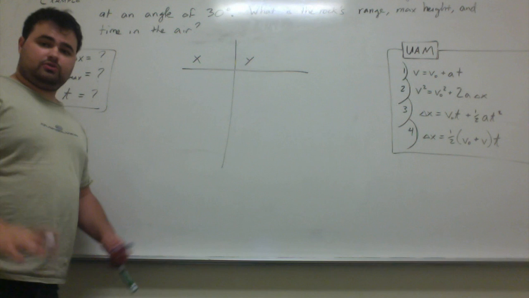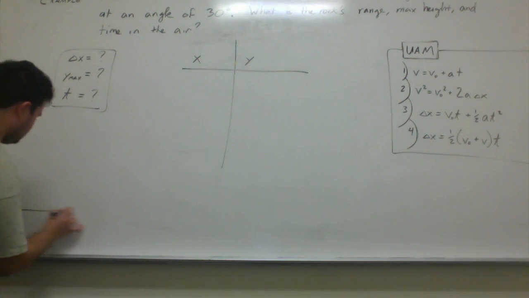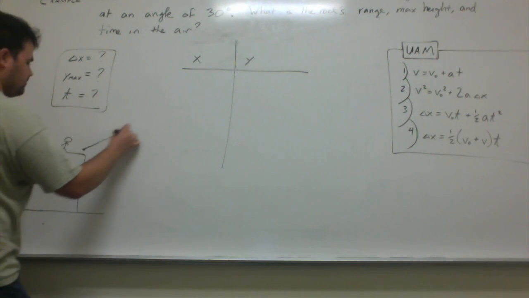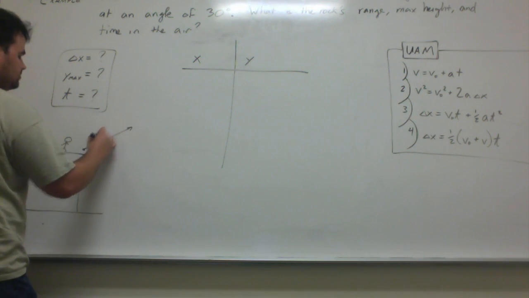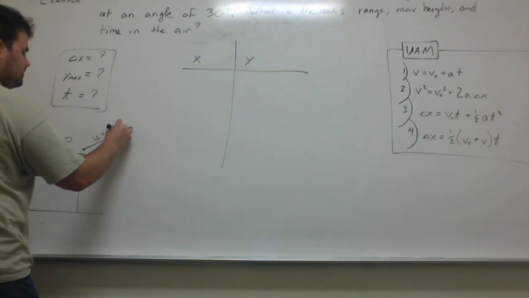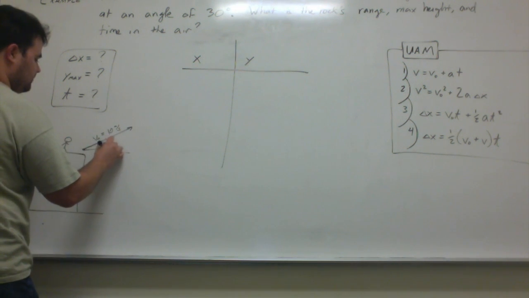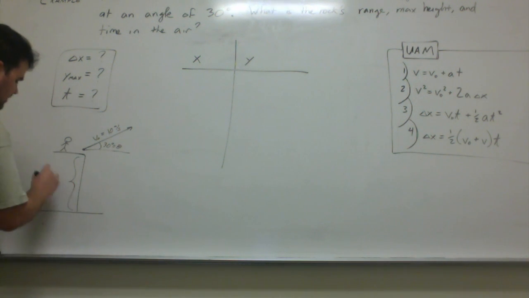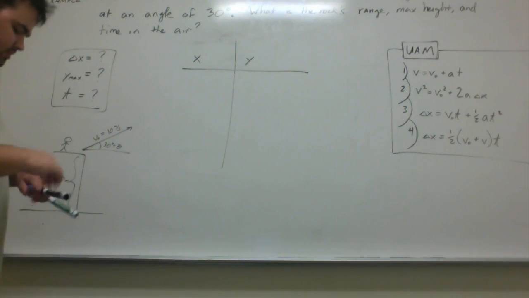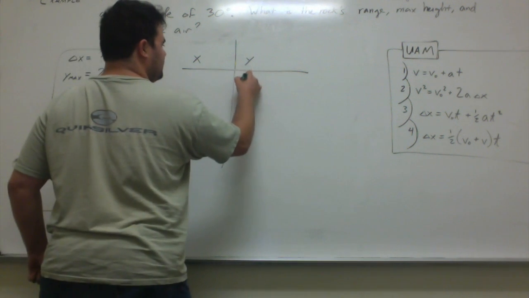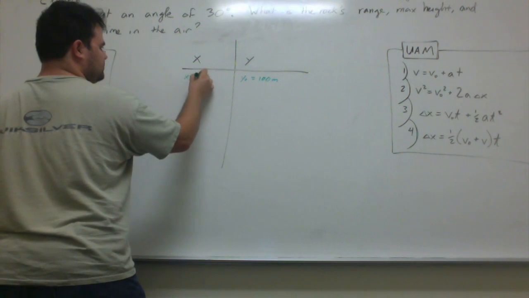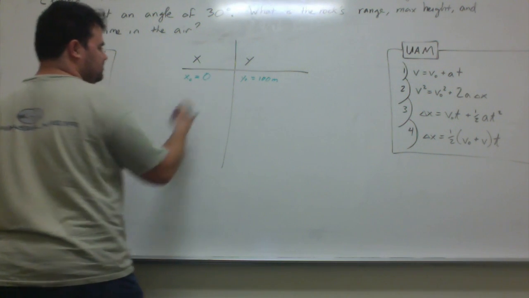To start out with, I'm going to draw a quick sketch just so we can conceptualize what's going on. We are standing on top of a building, and we are throwing this thing at an initial speed v naught of 10 meters per second at an angle of 30 degrees, just theta. Our initial height is y naught, and that is 100 meters. And our initial x, horizontal distance, we're just going to be wherever we are, so 0.